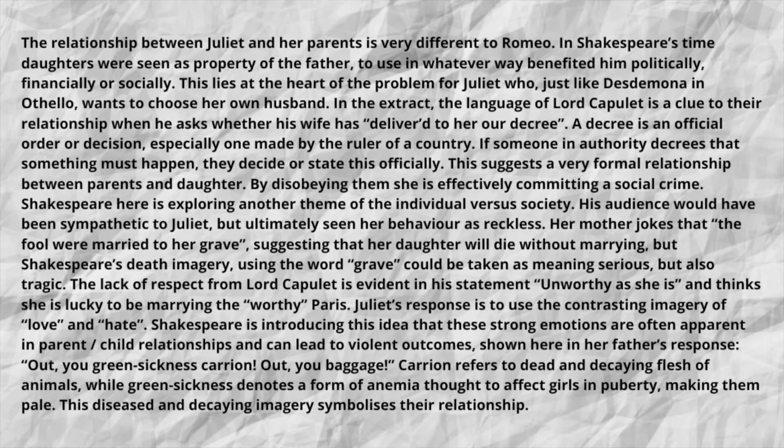Juliet's response is to use the contrasting imagery of love and hate. Shakespeare is introducing this idea that these strong emotions are often apparent in parent-child relationships and can lead to violent outcomes, shown here in her father's response: "Out you green sickness carrion, out you baggage." Carrion refers to the dead and decaying flesh of animals, while green sickness denotes a form of anemia, thought to affect girls in puberty, making them pale. This diseased and decaying imagery symbolises their relationship.